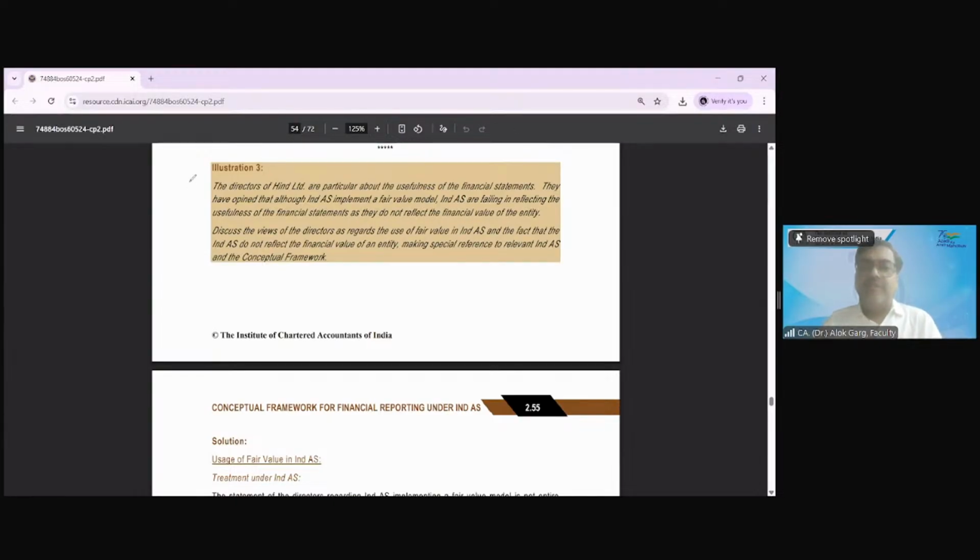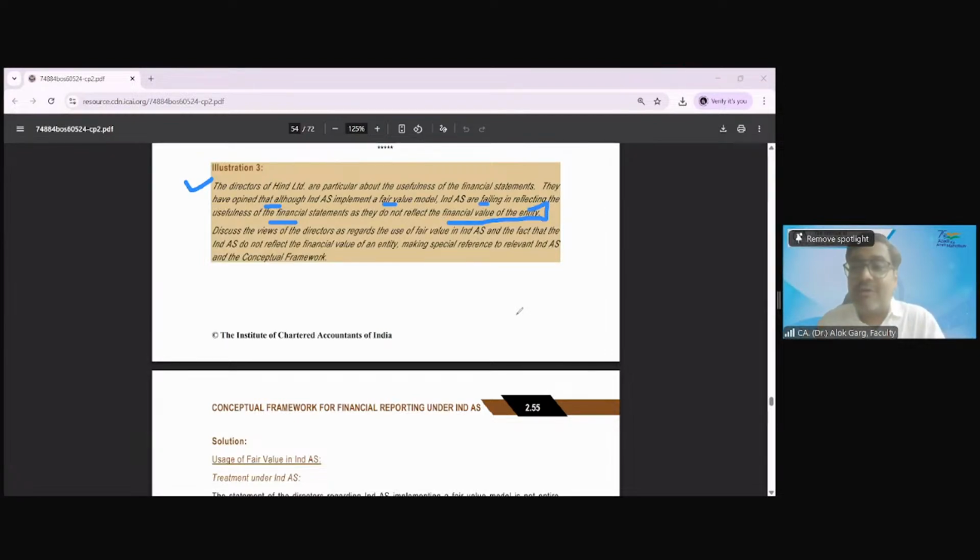Yeah. So illustration, let's discuss it. The directors of Ind Limited are particular about usefulness of the financial statement. They have opined that although Ind AS implement a fair value model, Ind AS are failing in reflecting the usefulness of the financial statement as they do not reflect the fair financial value of the entity. These directors are saying that while the entities are providing the fair value of assets and liability, they are not providing the financial value of the entity. So whether Ind AS are supposed to provide the financial value of the entity, whether entity valuation is part of the financial statement, answer is no.